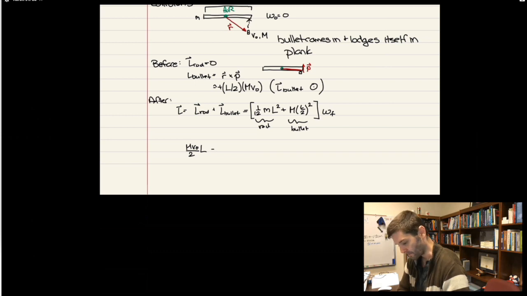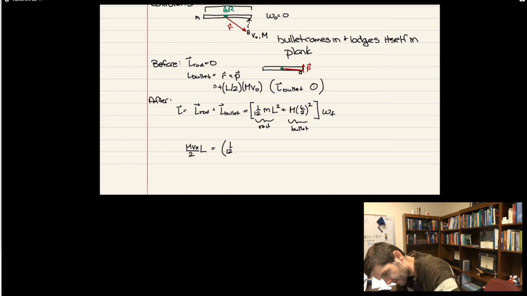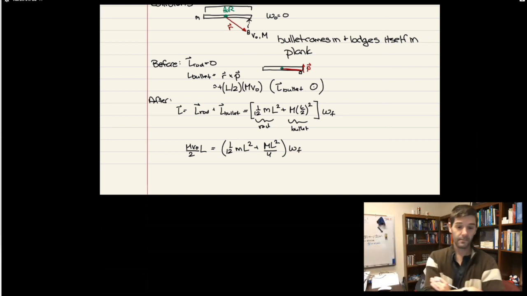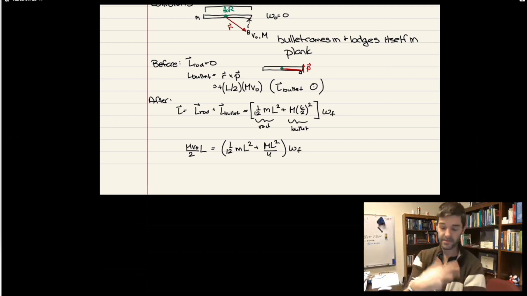And then you just set these equal to one another by angular momentum conservation. So then it just becomes m v0 L over 2 equals 1/12 little m L squared plus big M L squared over 4, times omega final. So if I gave you M's and V's and L's, you plug all that in, you get a final angular velocity.